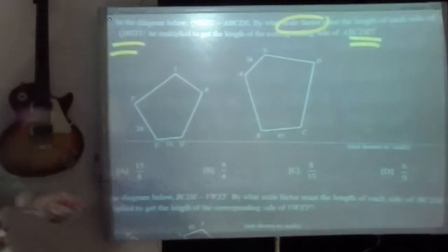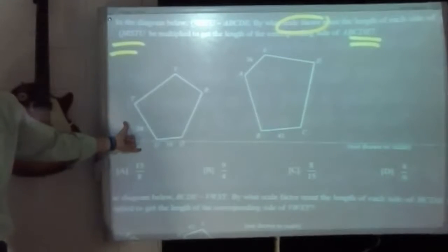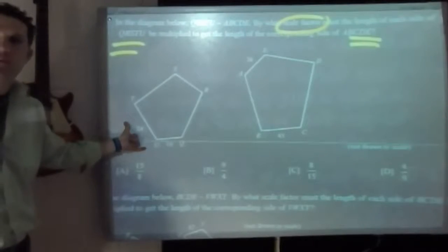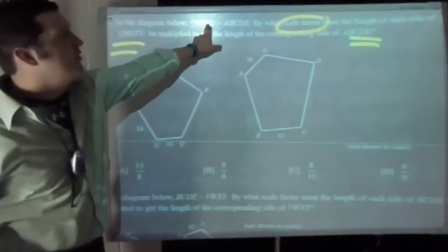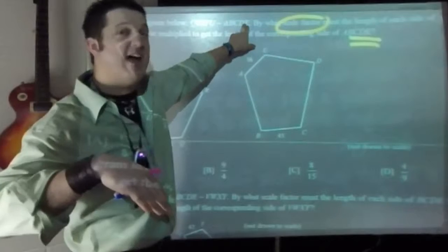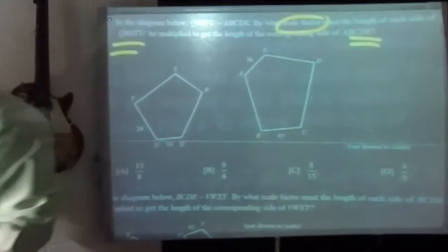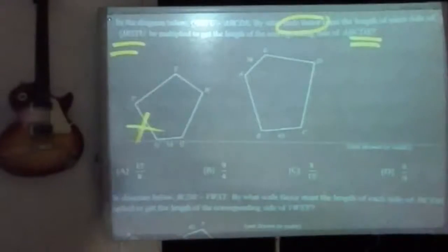So first I want to look at TU. I got TU right down here as 24. I want to see if I can match TU up with another number. TU, what does that go with on the other pentagon? DE. Do I have anything on DE? No. So I'm not going to use it. This doesn't work. I got nothing for TU.